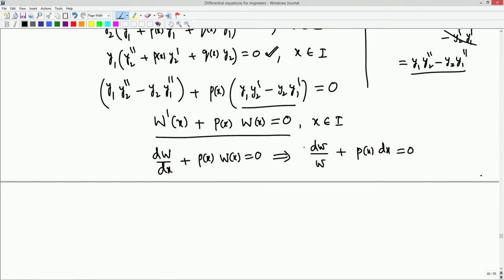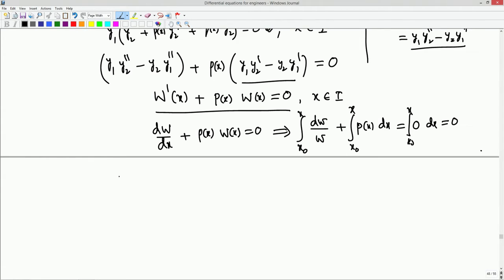This I integrate both sides from x naught to x, and because W is a function of x, I am integrating from x naught to x. Here also I integrate from x naught to x of dx. So this will give me a constant. Sorry, this you integrate from x naught to x of dx, this will be 0 anyway. So both sides, if you do that, it will be 0. So what you are having is log W(x) minus log W at x naught equal to minus the integral from x naught to x of p(x) dx.